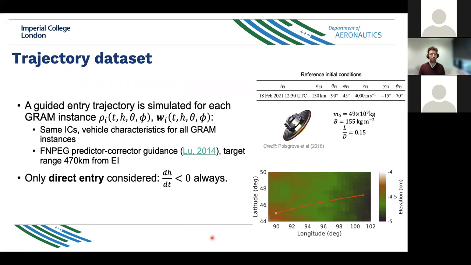We only consider direct entries, which is usually the case at Mars, and a direct entry essentially means that the altitude is a strictly decreasing function of time always. Some entry vehicles, such as the space shuttle, for instance, are able to do skip entries, in which the altitude increases for a part of the entry, so the spacecraft kind of skips on the atmosphere so that there's more time to dissipate energy, but we do not consider that in this work. And this turns out to be actually useful, as you'll see in a moment.